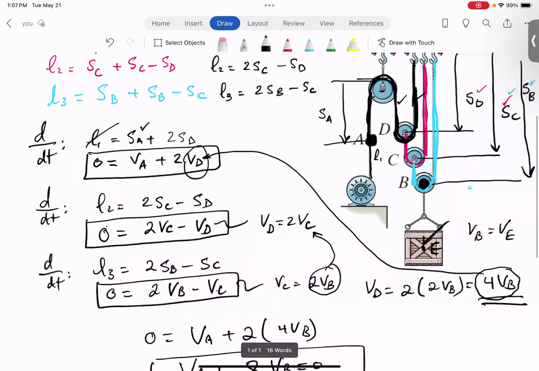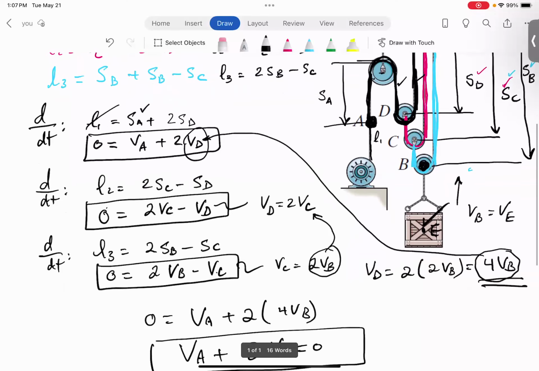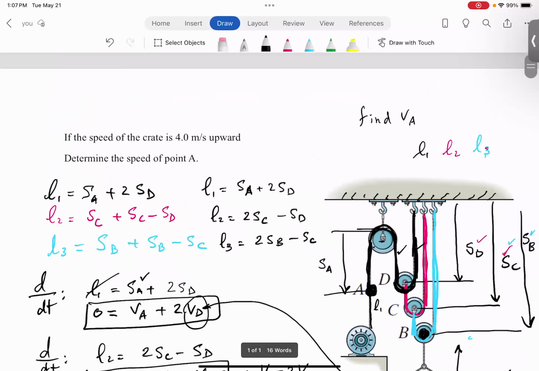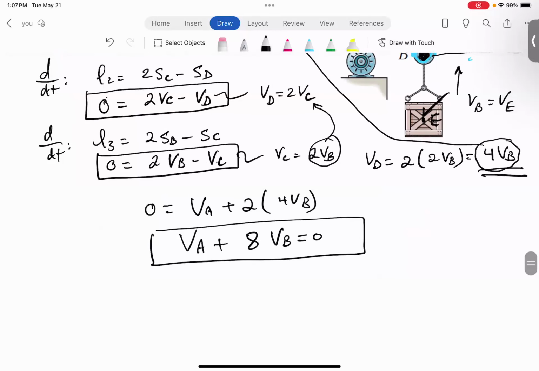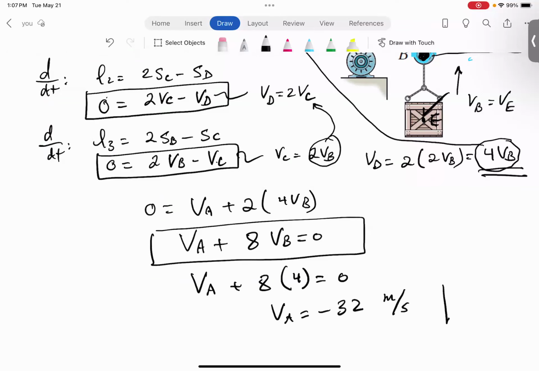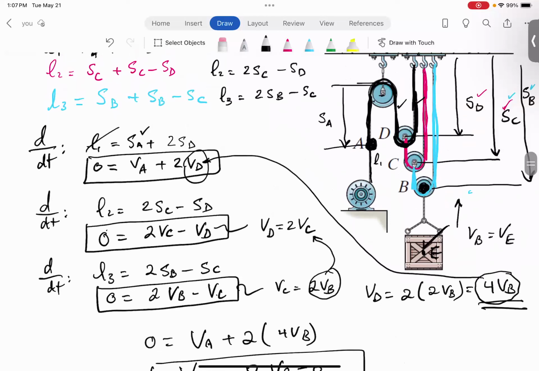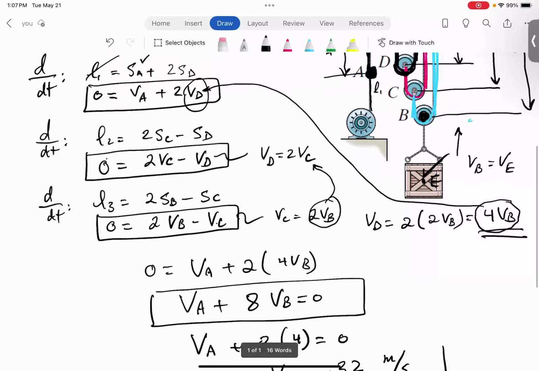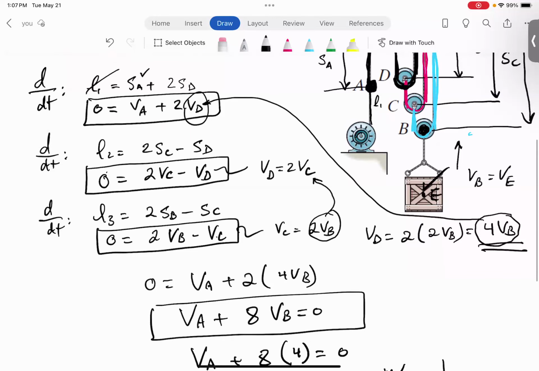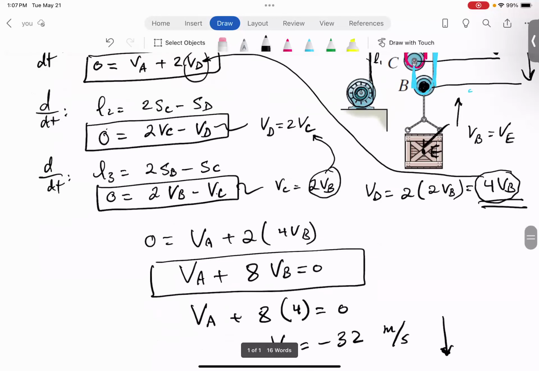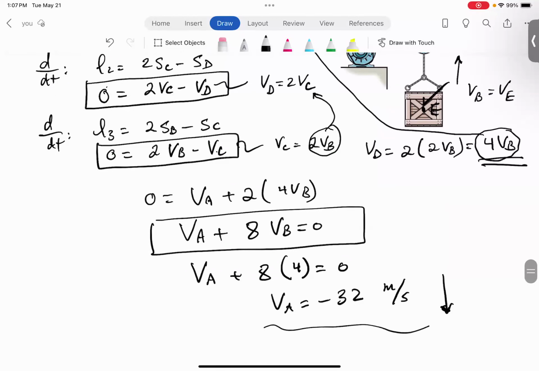So let's say the crate velocity of B, or E, which was given to be 4 meters per second. If you take that positive, VA plus 8 times 4 positive equals 0. So velocity of A would be negative 32. Negative 32 means it's moving downward. So in order for the crate to have 4 meters per second up, the point A or the motor has to give the rope a velocity of 32 meters per second down.